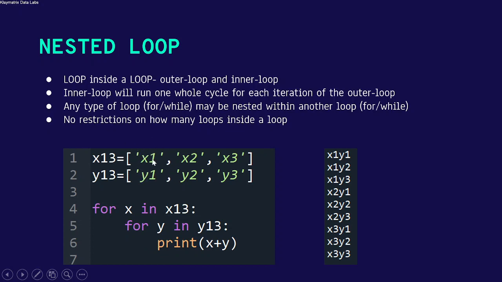Once x in x123 is x1, it runs for y1, y2, y3 for x1. That's why I get x1 with y1, y2, y3 for each value of x1. Next x2, again 3 values for x2. And x3, again 3 values. That's how you run this code.